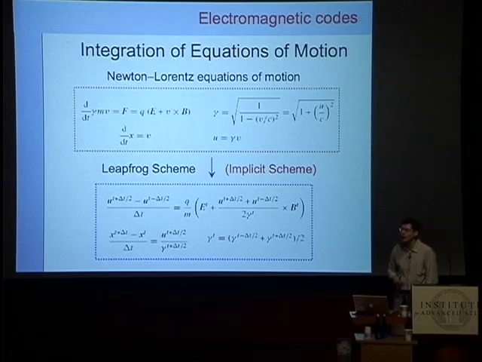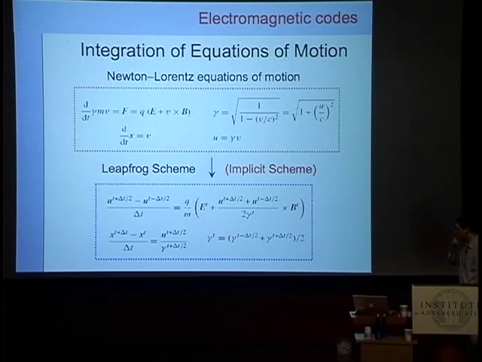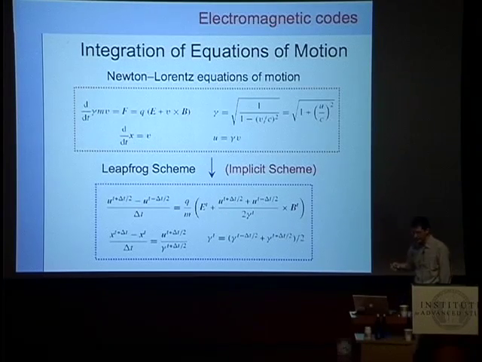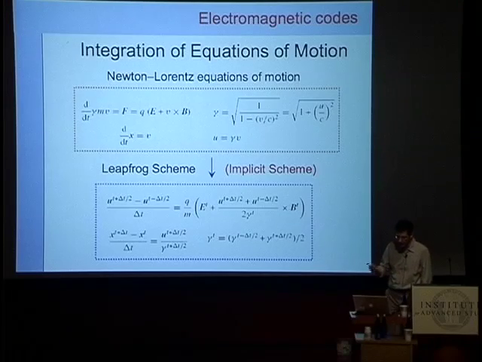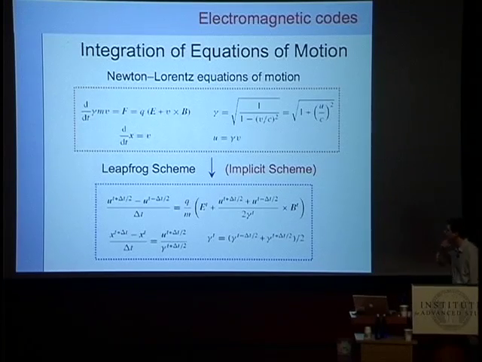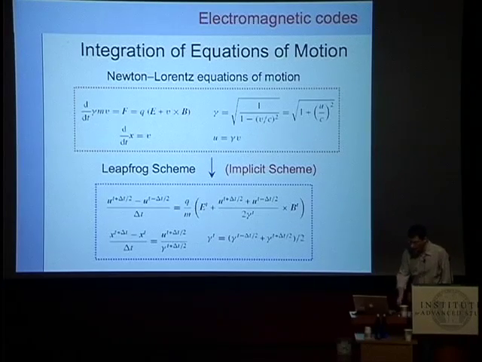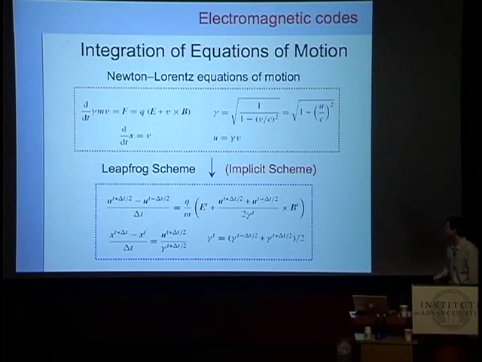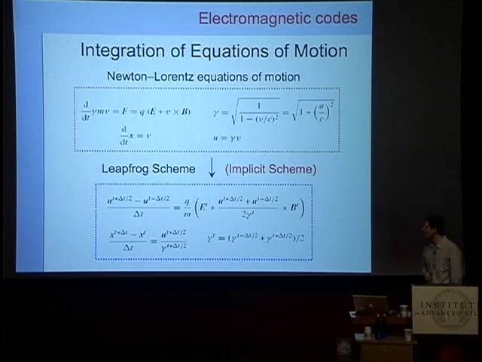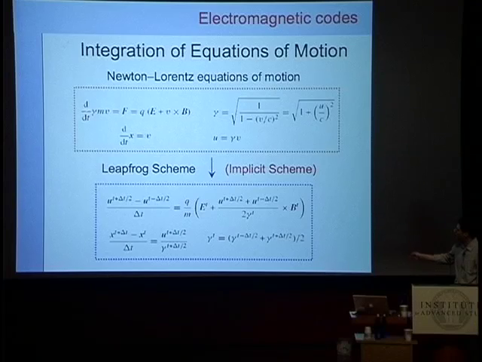Okay, now let's talk about, so we talked about the evolution of the electromagnetic fields. So all you need for that is just to get the currents and the charges. And in order to get the currents and the charges, you need to advect the particles. So the particle motion is advected. So we're solving this Newton-Lorentz force. And this is a general relativistic description here.